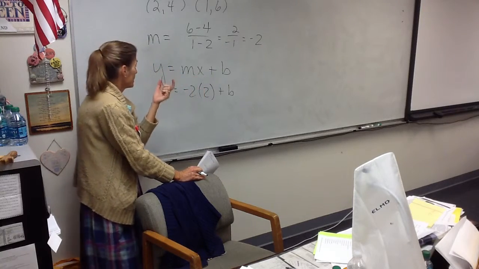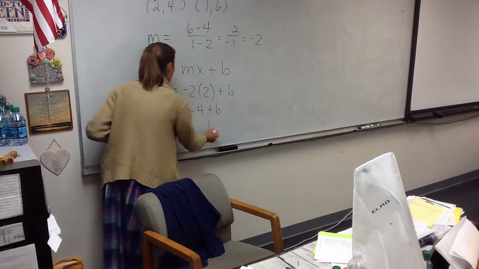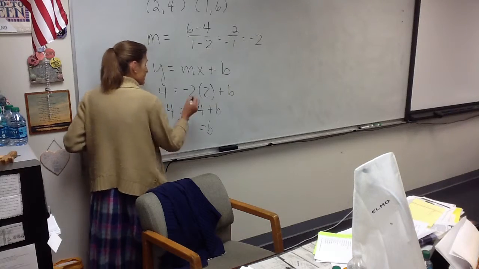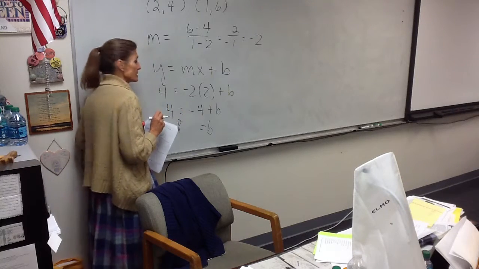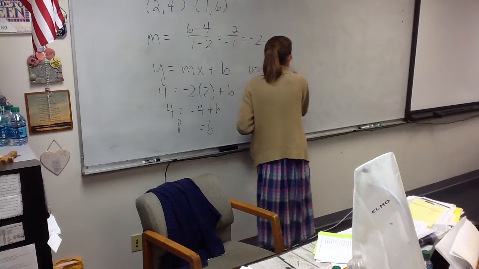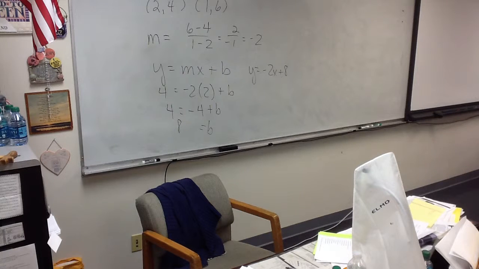Okay. So 4 equals negative 4 plus b, and what does b equal? The b's don't cancel. You're adding this one over here, and it's going to be 8. So your answer is y equals negative 2x plus 8. Okay?